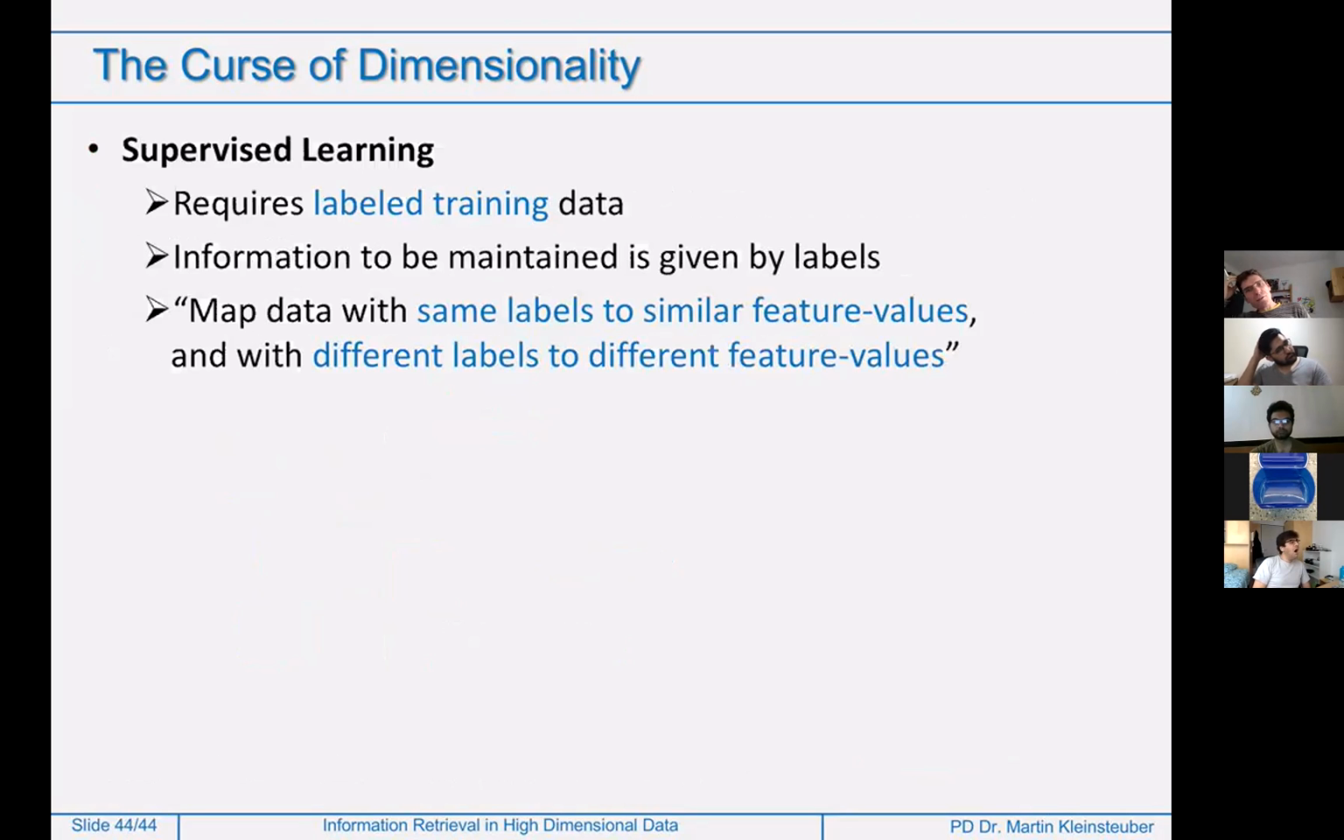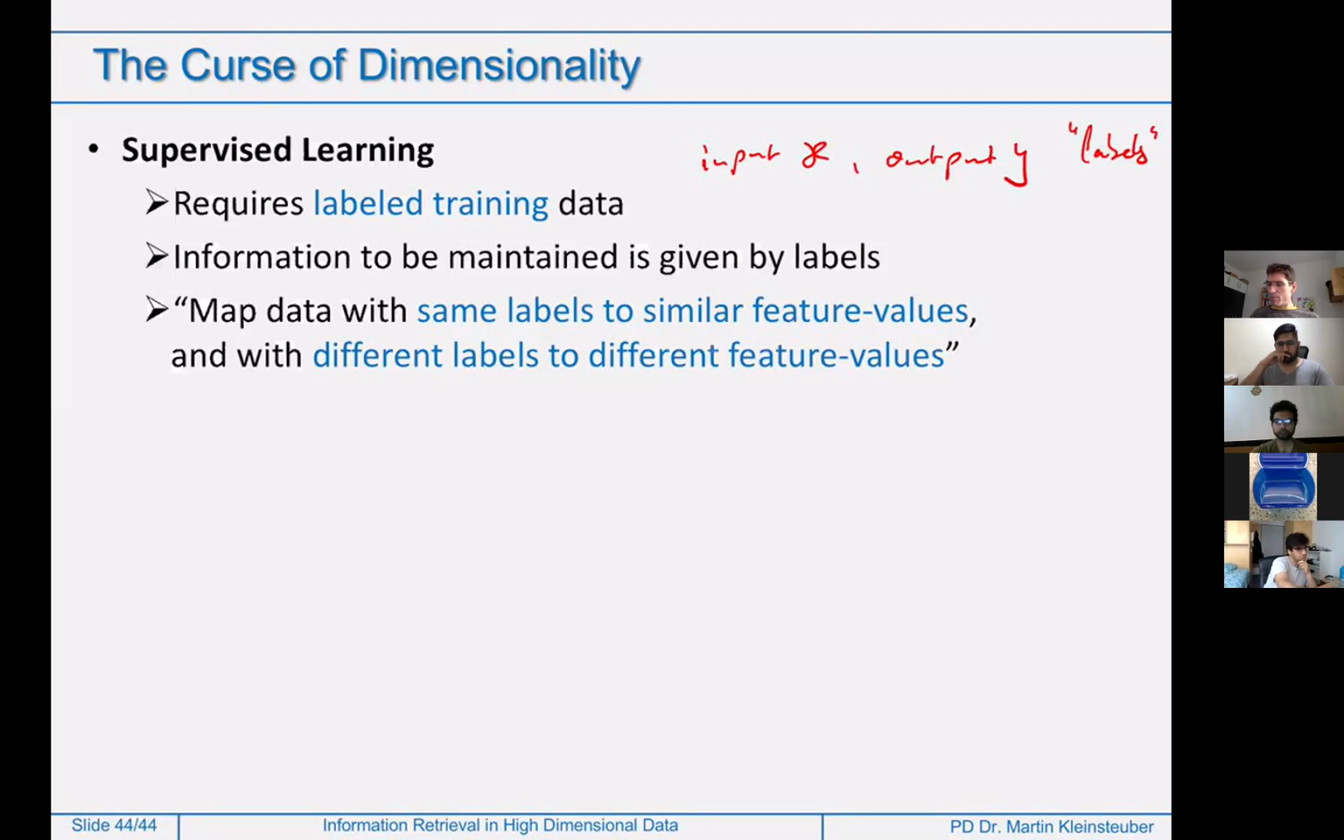Actually, you can reduce it in 2 ways. One is called supervised learning, where we have labeled training data, so we have input X and output Y. The information that has to be maintained is given by the labels, output Y. We map data with the same labels to similar feature values and with different labels to different feature values. So there we can use this labeling.